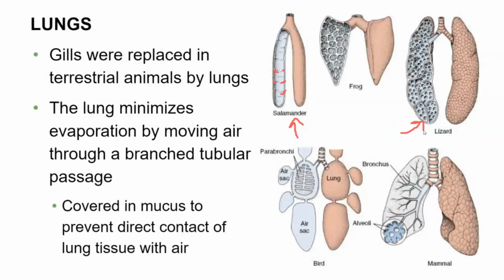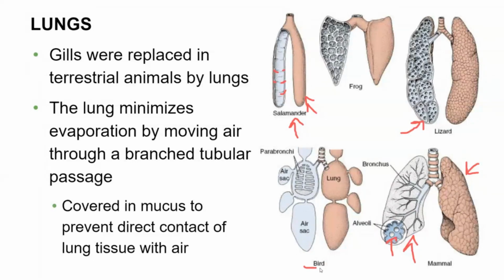Problem seems to be pretty resolved with the lizard. They have lots and lots of little bubbles, but still nothing like the mammalian lungs. The mammalian lungs have that alveoli sac, which really increases the surface area. So while the salamander lung is mostly hollow, these are actually pretty dense, and the only hollow part is the alveoli.